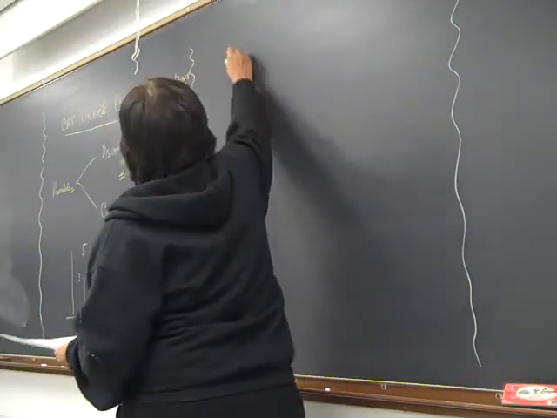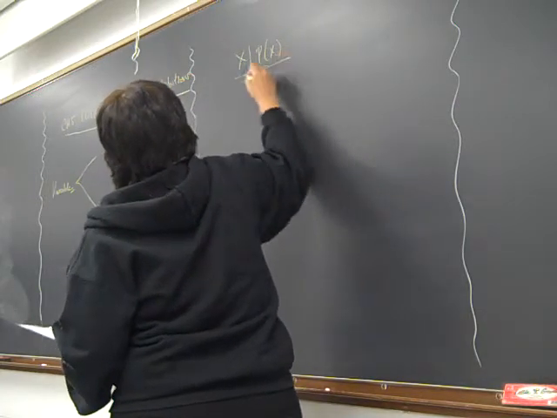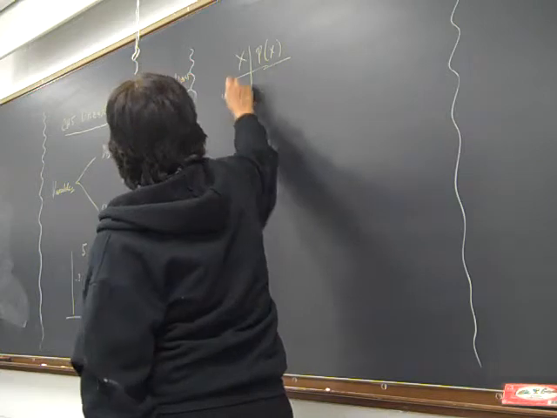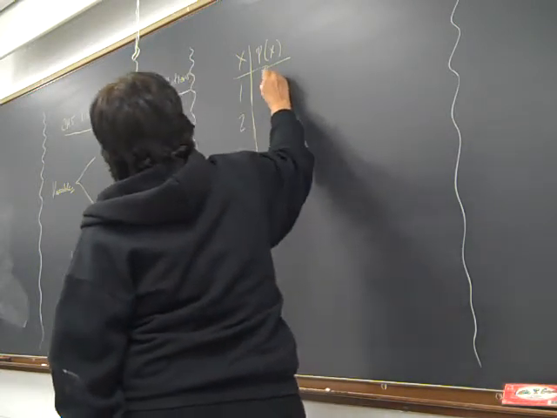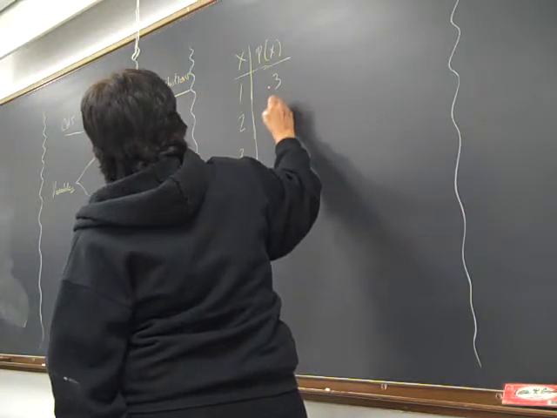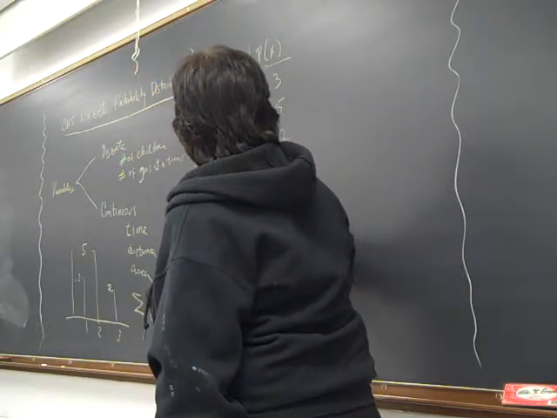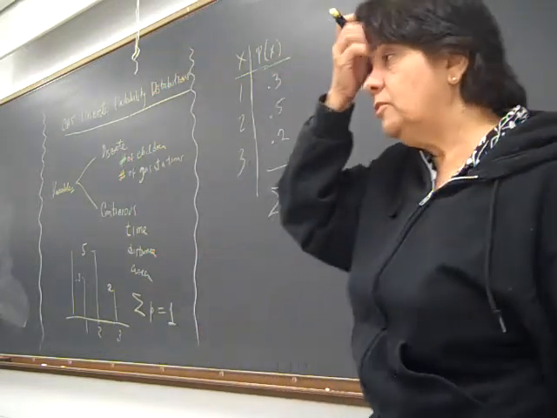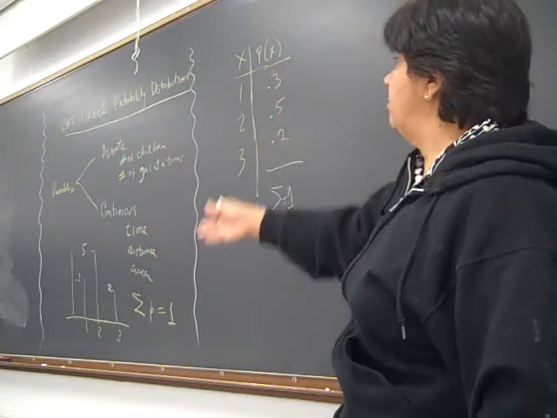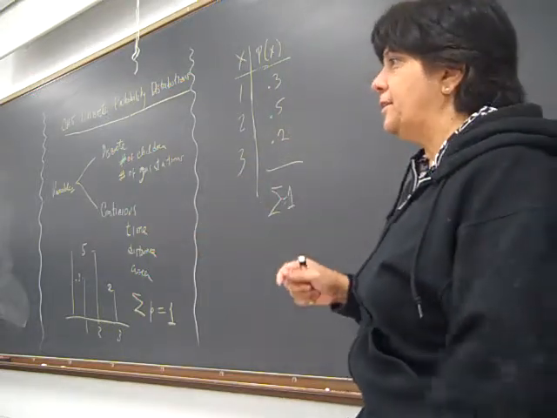Usually what we have is x and p of x, in a table. In this case we have 1, 2, and 3, and the probabilities are 0.3, 0.5, and 0.2. When you add these values, it has to be equal to 1. It's exactly the same as the chart, but this is a table.